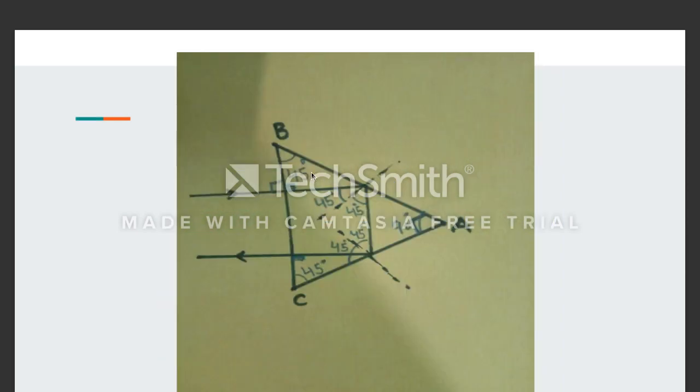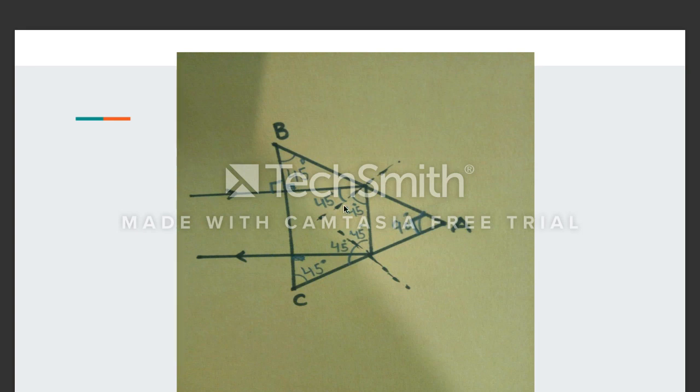Here I have again an isosceles right angle prism, but the way I have placed it is different. At this surface, where we have the two equal base angles, this side BC's face, if the ray strikes normally, this was 45, this becomes 90. What will be the angle? 45. Again, it is striking normally, so it will go straight, undeviated.